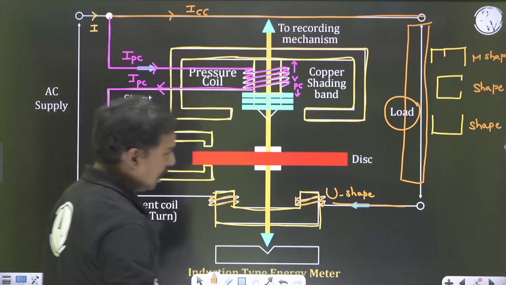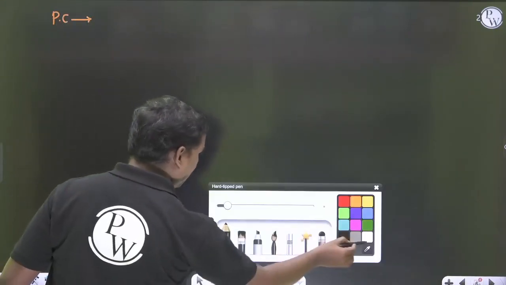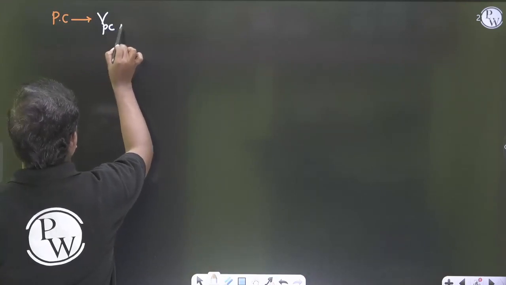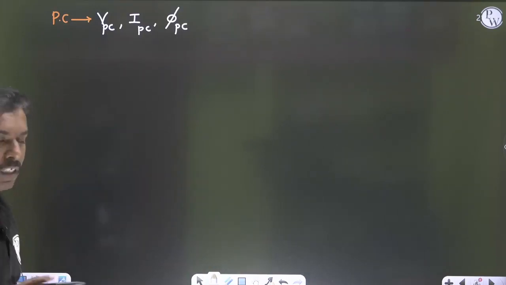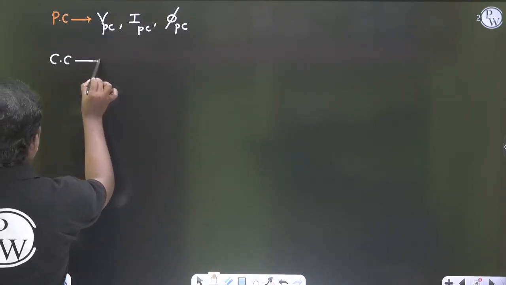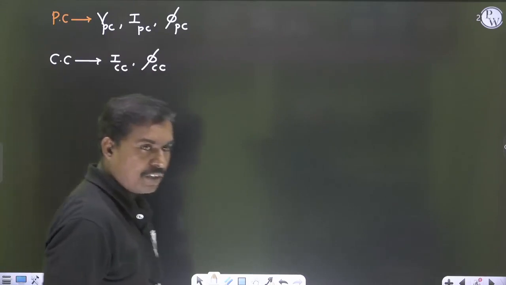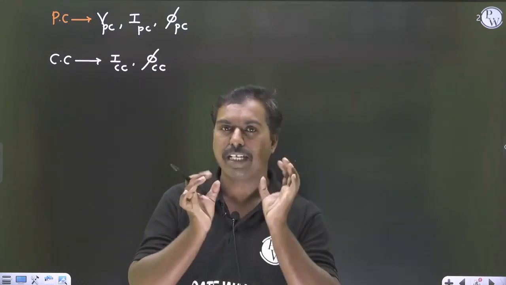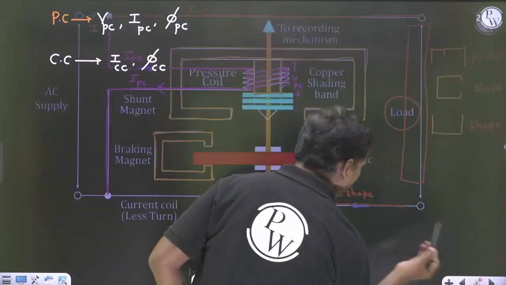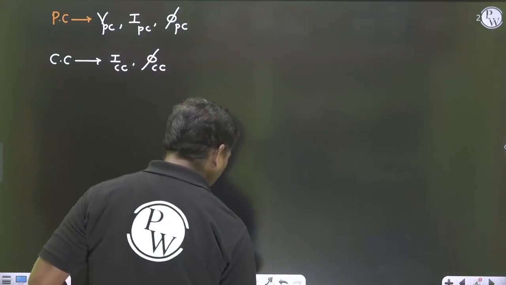To understand this, let me explain here. First of all, the current passing through the pressure coil, or the voltage developed across the pressure coil due to that current, will generate a flux in the pressure coil. Similarly, the current coil will also deliver a certain flux. Yes or not? These two fluxes are exactly going to operate on an aluminium disc. So this is the aluminium disc, and I want to show the diagram like this for you.